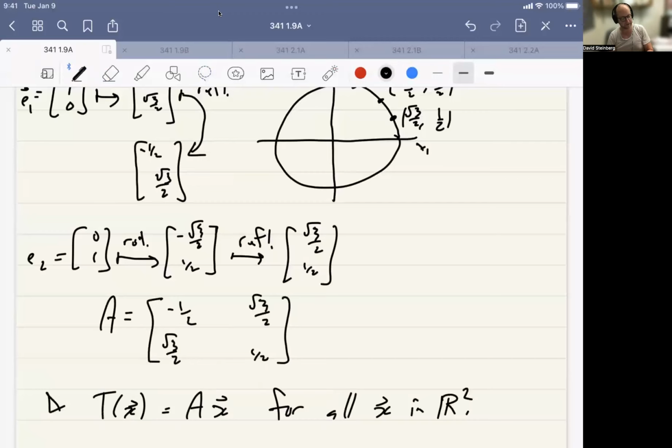Okay, and we've done examples in R2 and R3. There's no reason we can't do an example from R2 to R3 or R3 to R2 or Rn to Rm. The process is all exactly the same.